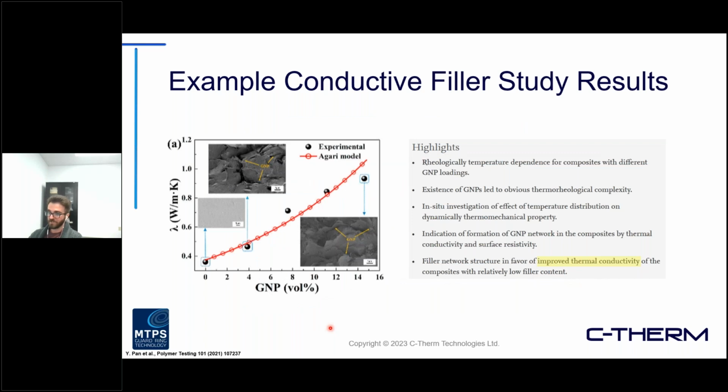This was from a group a few years back, looking at a graphene nanoparticle filled system. As you can see, very plainly in the data here, increasing that volume of the graphene nanoparticle did result in a net increase to performance. Again, this was all tested for thermal conductivity, as you can see, again, using the MTPS.